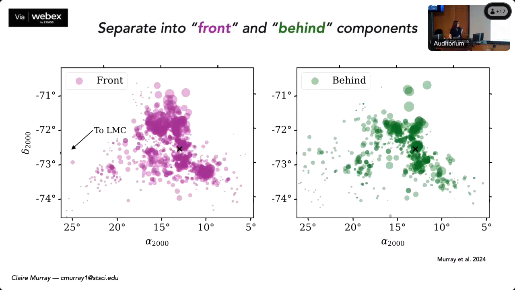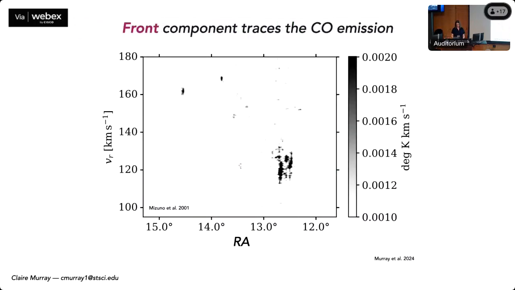And so from this, we were able to separate our stellar sample into stars that are in front and stars that are behind. And we find that both samples are distributed across the face of the galaxy. We find them pretty much everywhere in both systems. We can then start looking into what kinds of other differences we might find between these two samples.